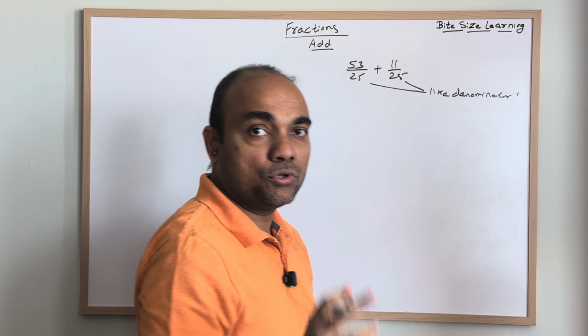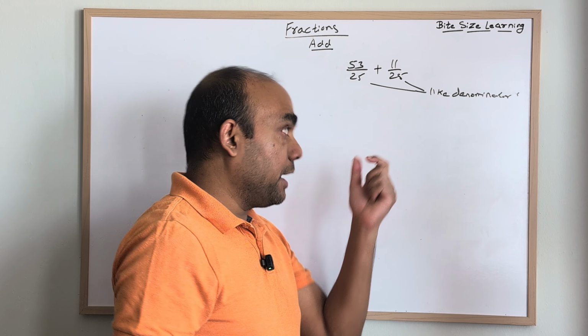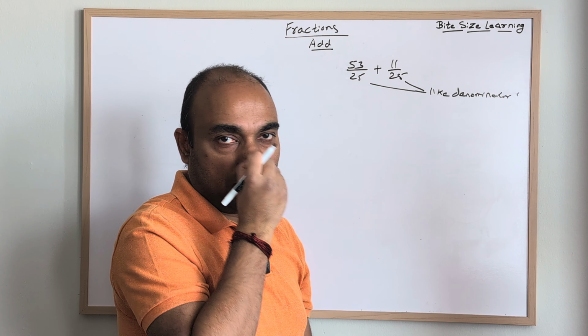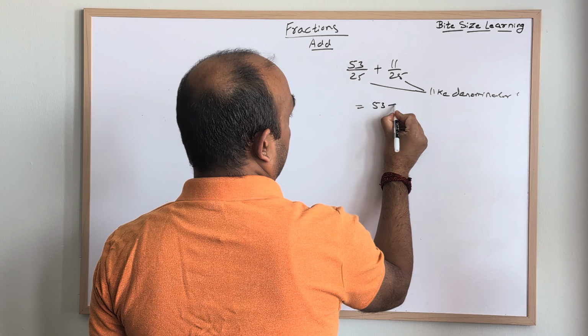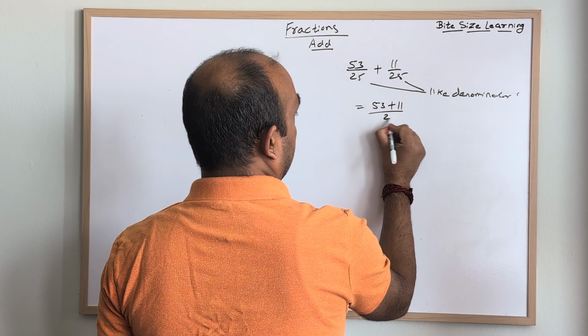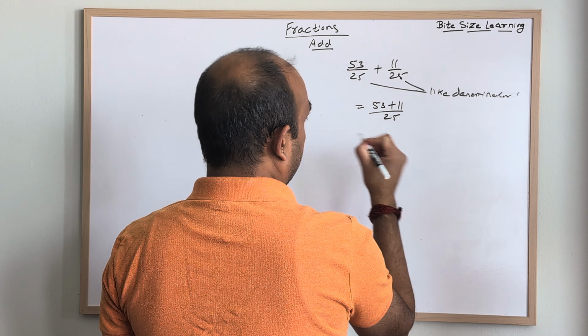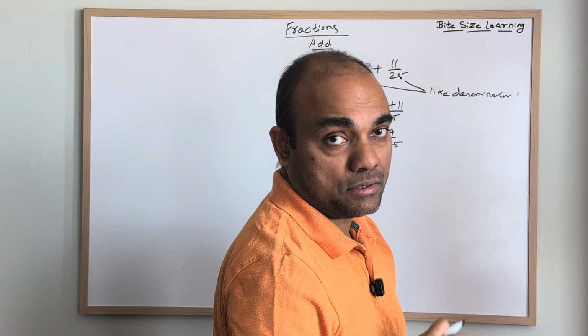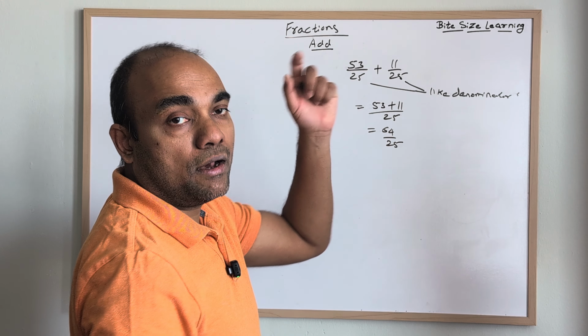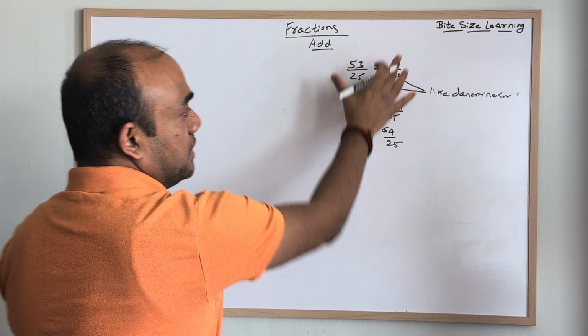Then all you have to do is add the numerators and keep the common denominator, and that will be your result. How? You just need to do 53 plus 11 upon 25. So 53 plus 11 is 64 upon 25. This is your answer. This is the easiest example.